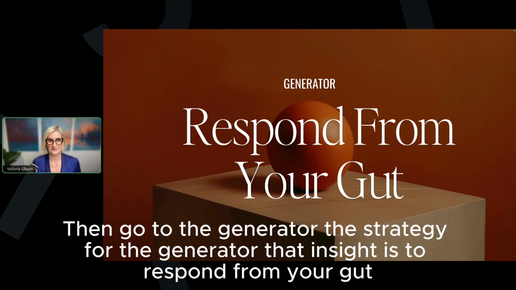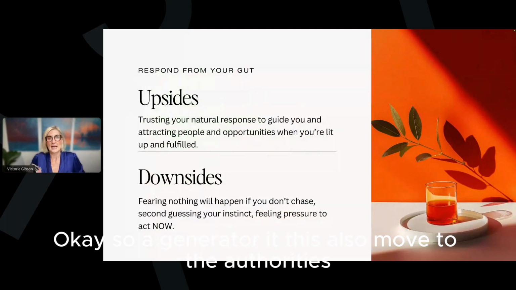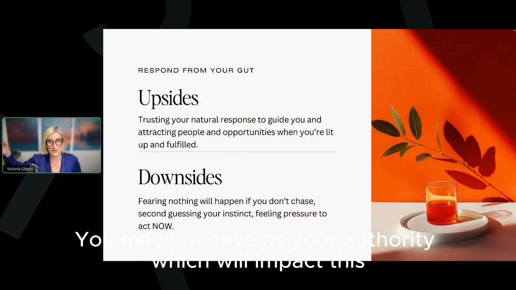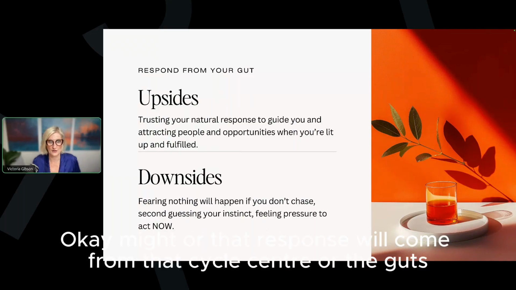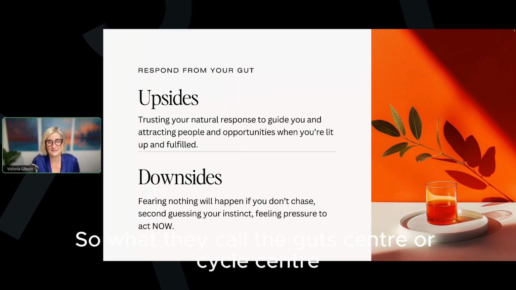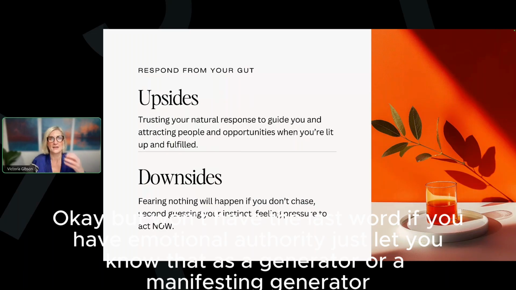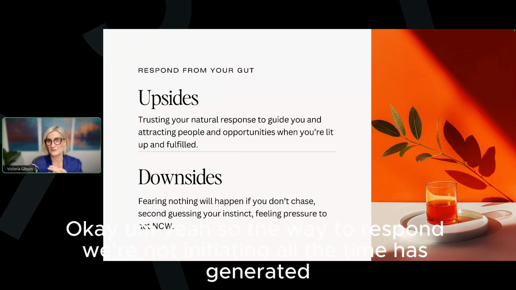Then go to the generator. The strategy for the generator, the insight, is to respond from your gut. Okay, so a generator, this also moves to the authorities. You may have your authority, which will impact this, but you'll still have this responding. That response will come from that sacral center or the gut. What they call the gut center or sacral center, they're interchangeable. But it won't have the last word if you have emotional authority. Just to let you know that, as a generator or a manifesting generator. Okay. Yeah, so the wait to respond.